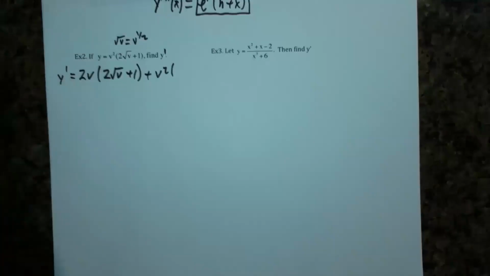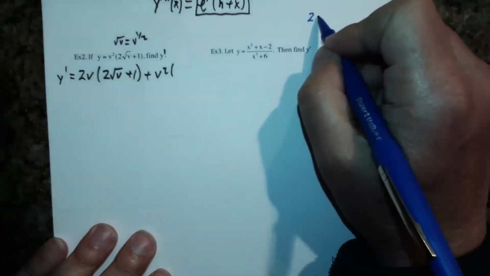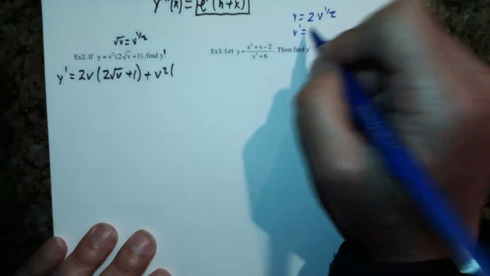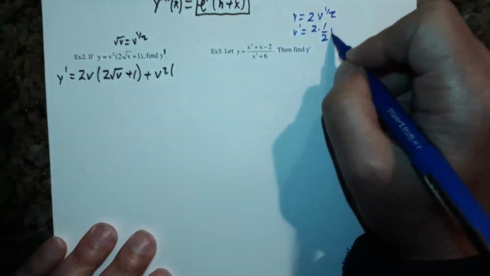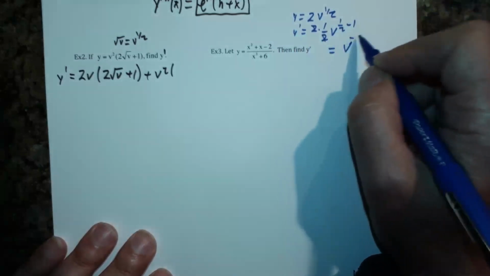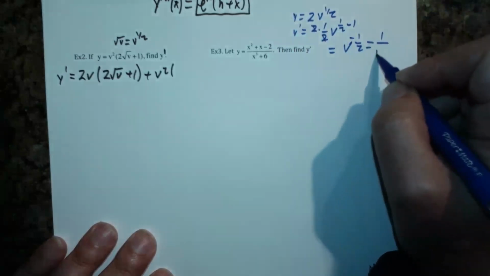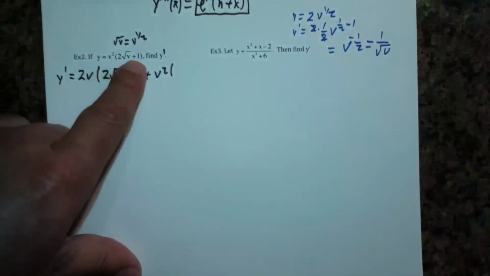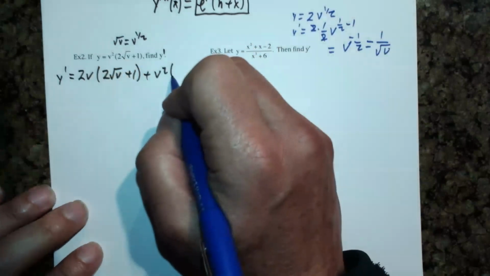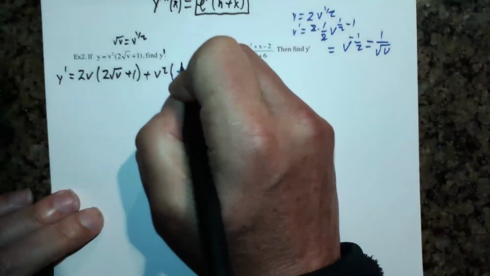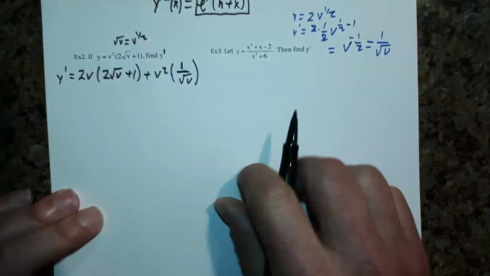Now I'm going to go to the side here and show you the derivative. So if I have 2v to the 1/2, its derivative is going to be 2 times 1/2 v to the 1/2 minus 1, which cleans up to be v to the negative 1/2, which is 1 over root v. So this, the 1 goes away for the derivative. This becomes 1 over root v. Oops, I forgot to switch the color back. 1 over root v. Now we're going to clean that up a little.